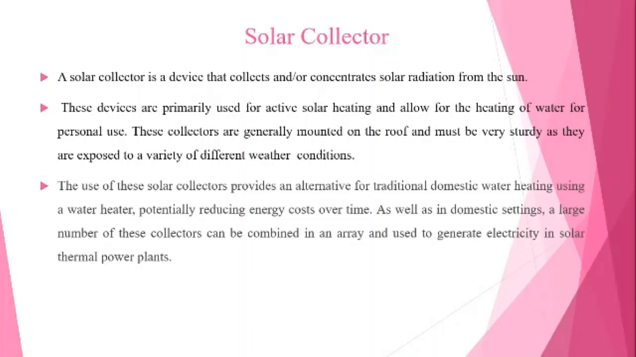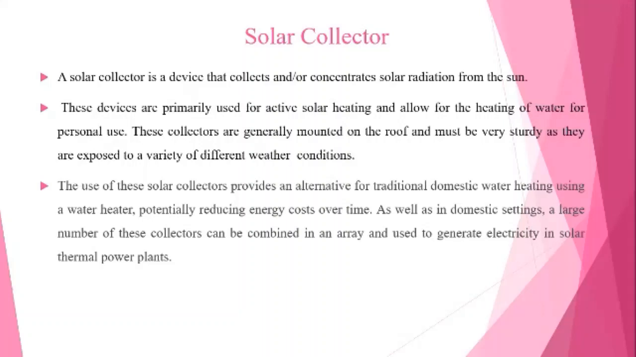We are seeing the solar collector. A solar collector is a device that collects and/or concentrates solar radiation from the sun. The solar collector is a device for collecting or absorbing the sun's radiation on a surface called the absorber and transferring a part of the radiant energy to a fluid like water or air in contact with it.